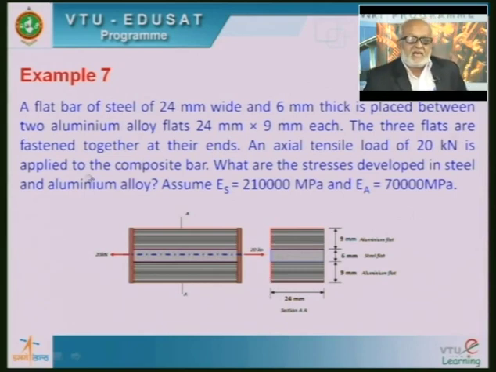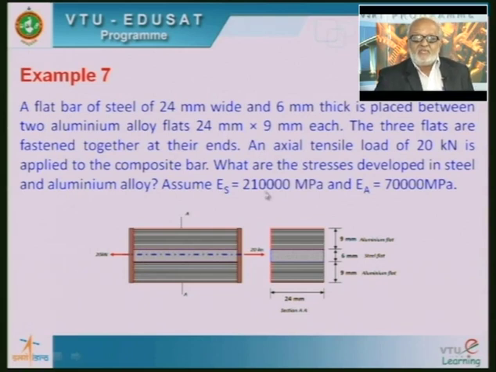The three flats are fastened together at their ends like this, so that they undergo equal expansion. An axial tensile load of 20 kilonewtons is applied to the composite bar. I am applying a force of 20 kilonewtons here. You are asked to find out the stresses developed in steel and aluminum alloy.